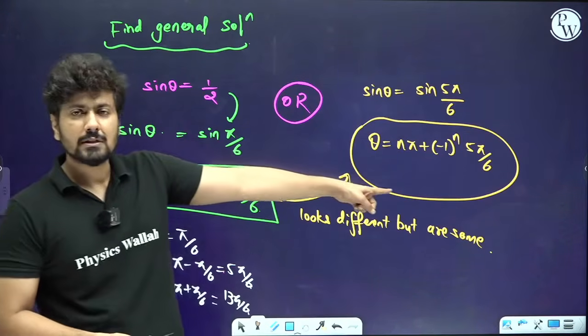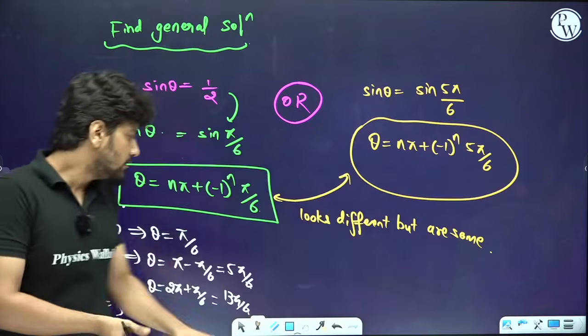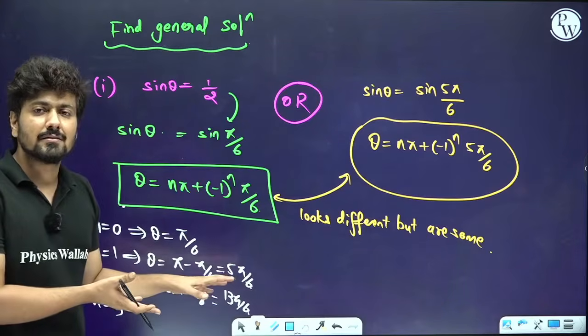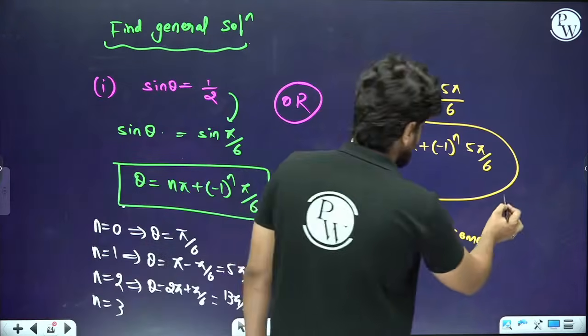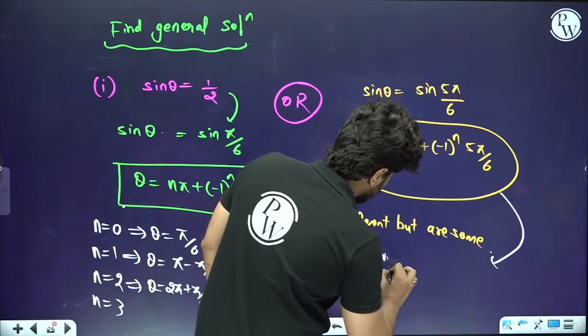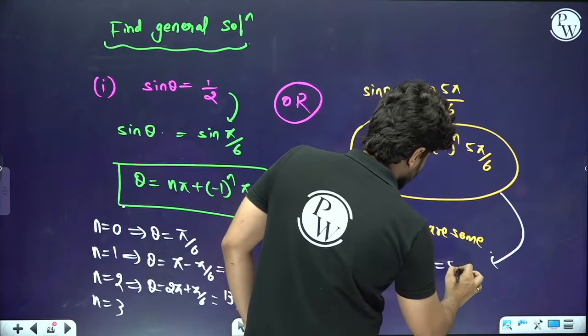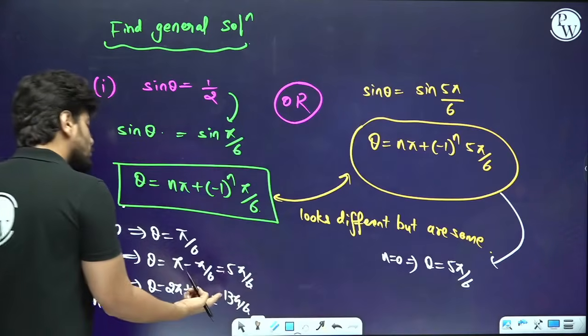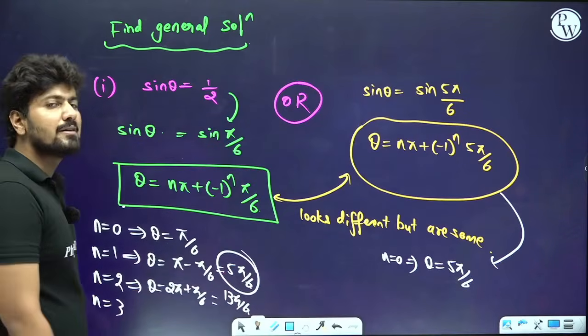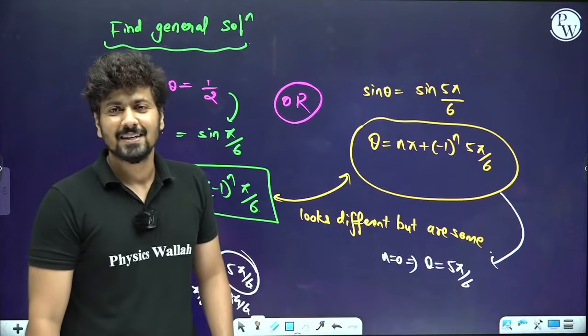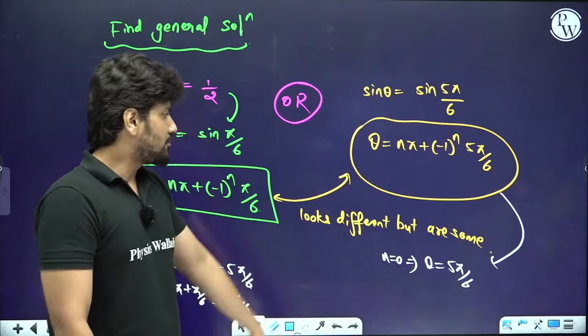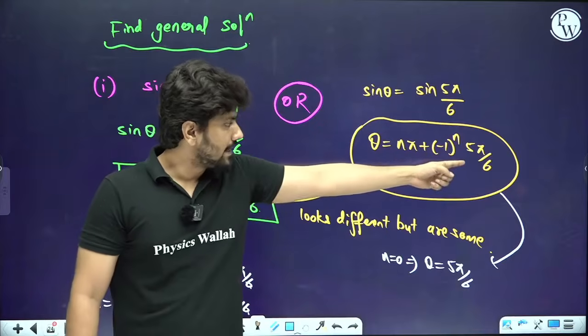Now here also try putting values of n. You will be getting the same set of angles. See, if you put n as 0, we get 5 pi by 6. Are we also getting 5 pi by 6 over here? Yes, we are also getting 5 pi by 6 over here, right?